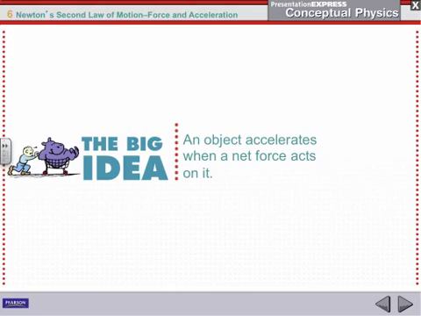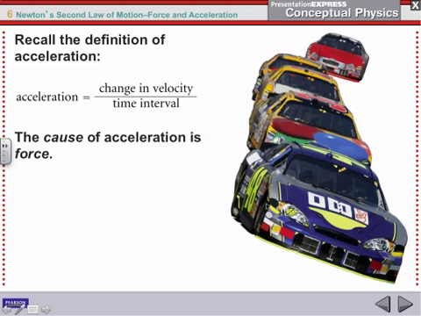Chapter 6, Newton's second law of motion, force and acceleration. Here's the big idea. An object accelerates when a net force acts on it.